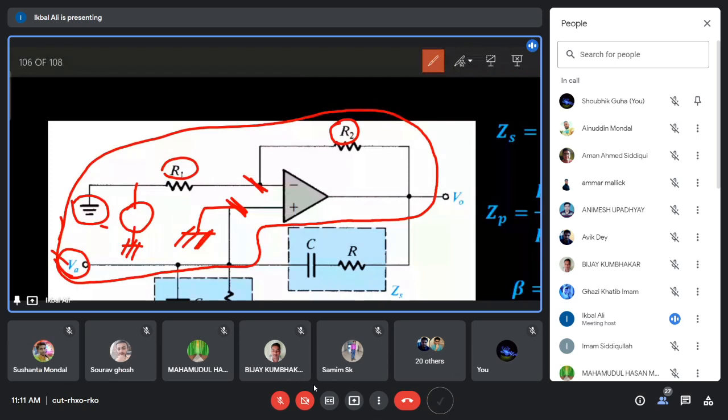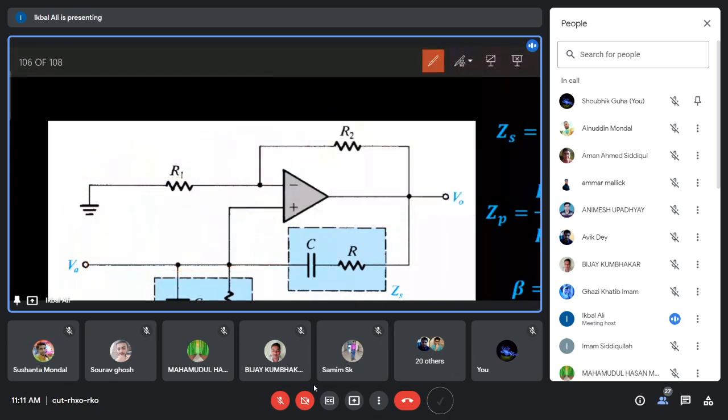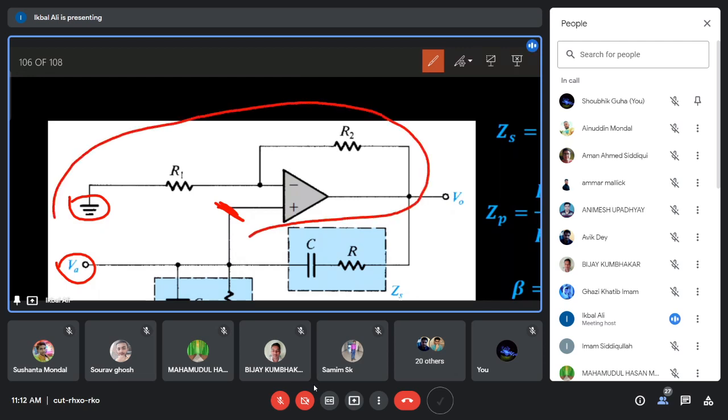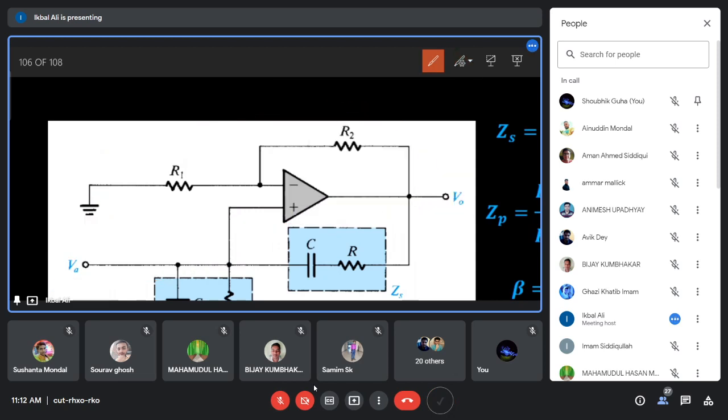But in this case, you have a non-inverting input amplifier, where the input is connected to this point, R1 is connected to ground, and R2 is connected in the feedback path. So this is a non-inverting input amplifier, and the gain will be 1 plus R2 by R1. What will be the gain of this amplifier? This entire thing is an amplifier constructed with the op-amp, the non-inverting input amplifier, and its gain is 1 plus R2 by R1. So this is the amplifier section in this circuit.